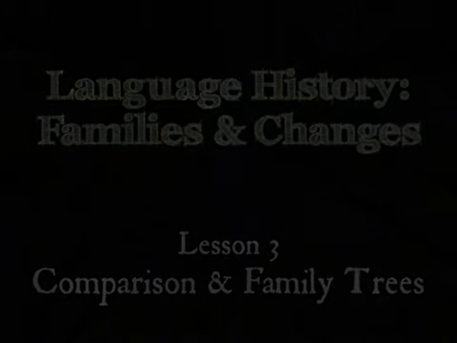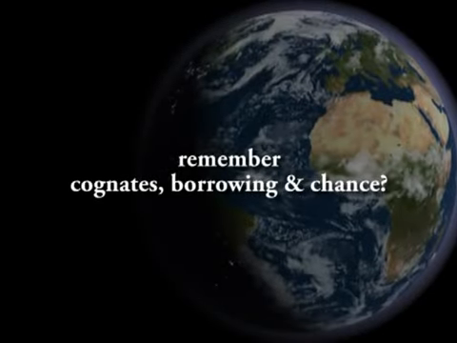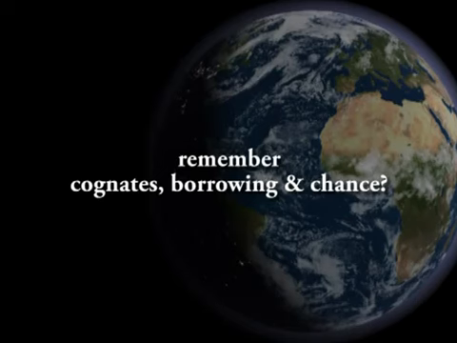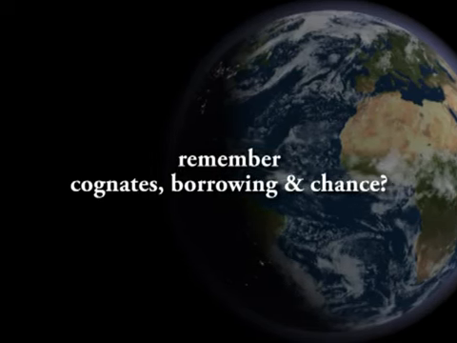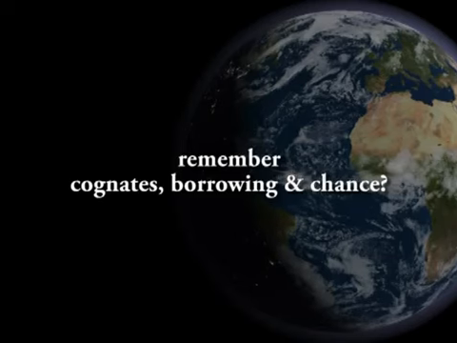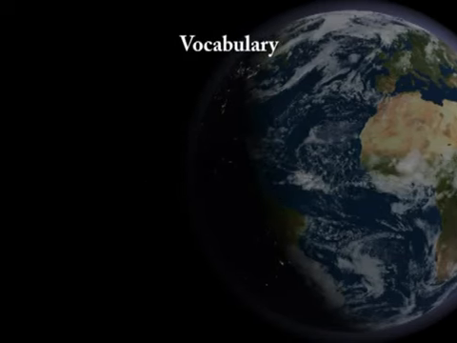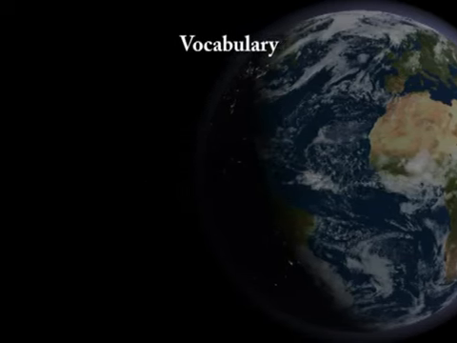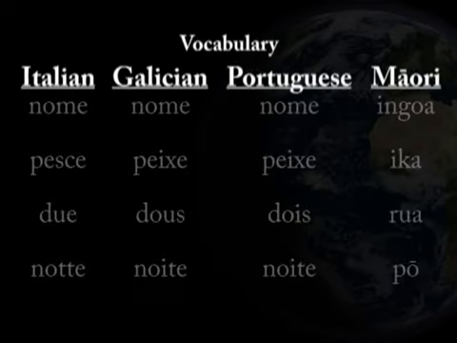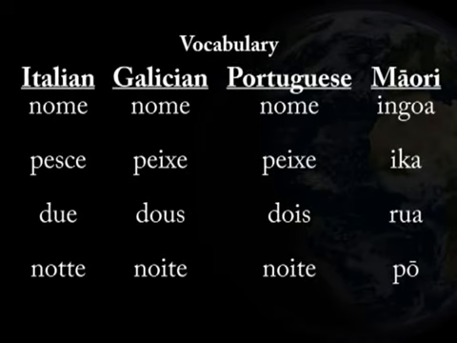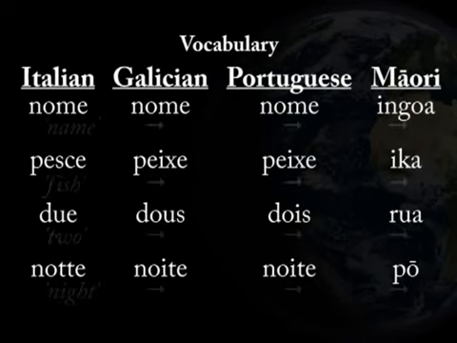This time around, using the concepts that you learned in the last lesson, namely cognates, which are inherited words, borrowings, and chance resemblances, I want you to take a look for a minute at some basic core words from 4 languages. These languages are Italian, Galician, Portuguese, and Maori. These words are actually fairly representative of the relationships between these languages. Take a moment to consider which languages share a common ancestry and how closely these languages must be related.